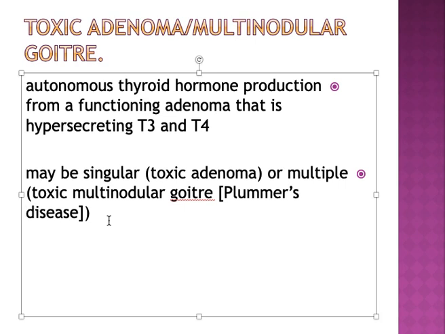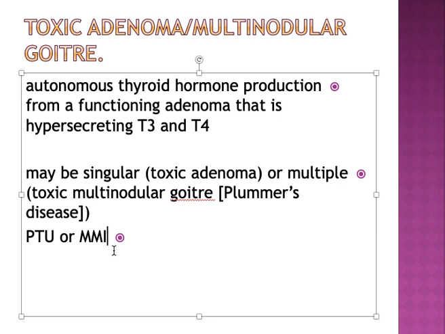Whenever it is hyperfunctioning, there is more T3 and T4 in the blood, and the patient is going to show the picture of hyperthyroidism. And clinically, when you examine that patient, the patient will have the features of hyperthyroidism. And if the patient has the features of hyperthyroidism, what can be done? PTU or MMI, propylthiouracil or methimazole.